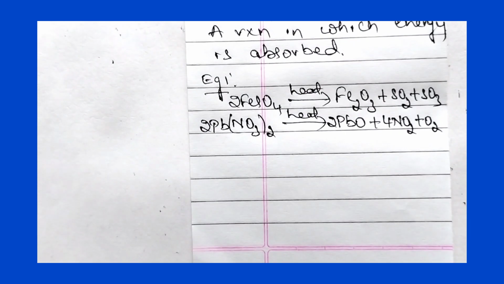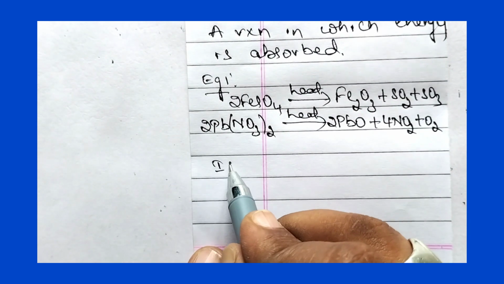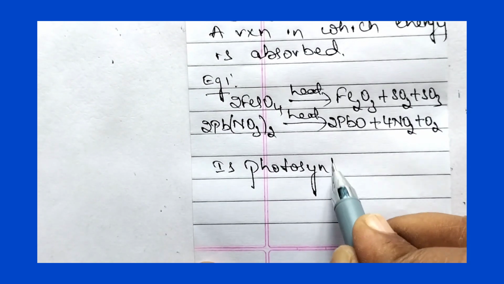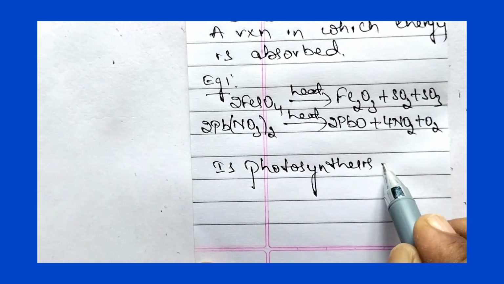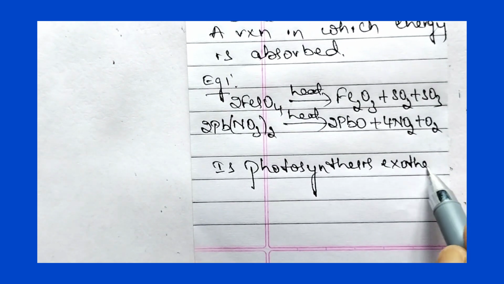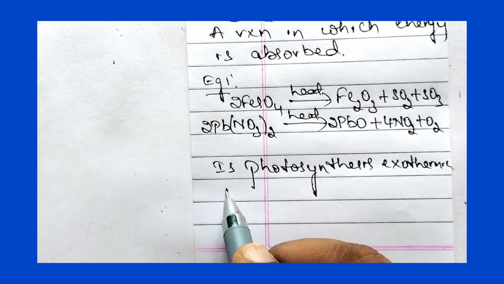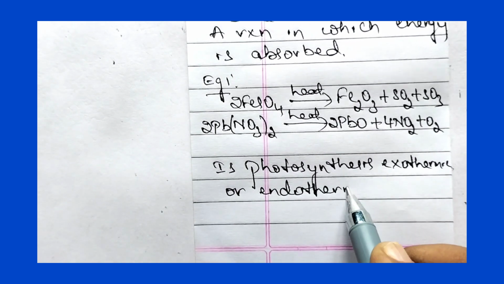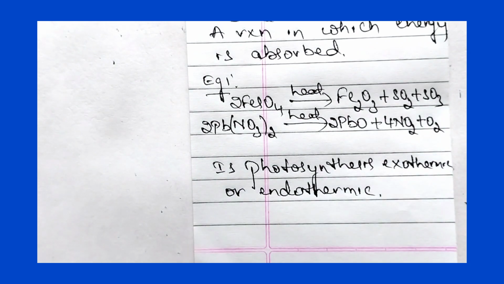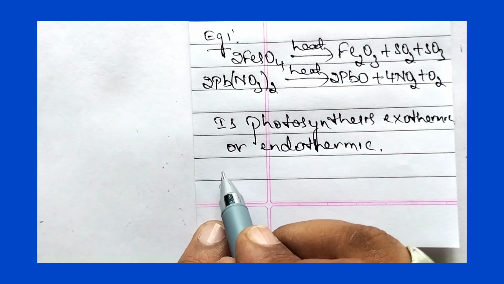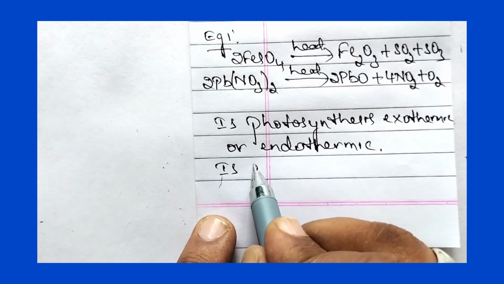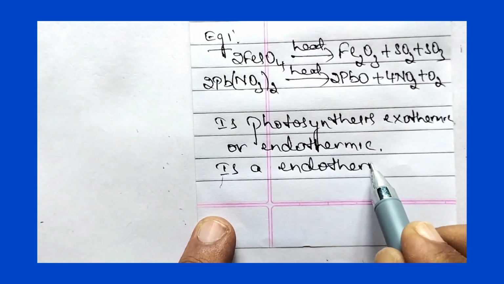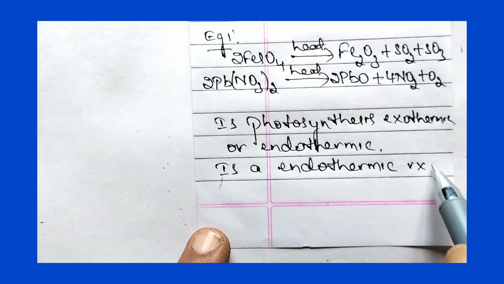ಸೊ ಹಾಗಾದರೆ ಇಲ್ಲೊಂದು ಕ್ವಶನ್, ಏನಪ್ಪ ಕ್ವಶನ್ ಅಂದರೆ, ಈಸ್ ಫೋಟೋಸಿಂಥಸಿಸ್ ಎಕ್ಸೋಥರ್ಮಿಕ್ or endothermic? Is photosynthesis exothermic or endothermic? So photosynthesis is an endothermic reaction. Photosynthesis is an endothermic reaction.